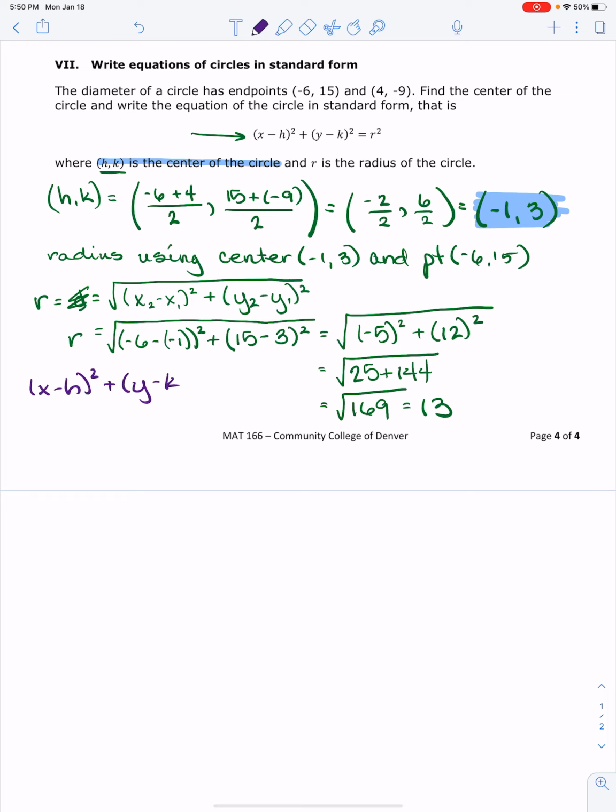x minus h quantity squared plus y minus k quantity squared equals r squared. I know my h from above is -1. That is the x-coordinate of the center. I know my k from above is 3. That's the y-coordinate of the center. I know my radius is 13. We just found that.